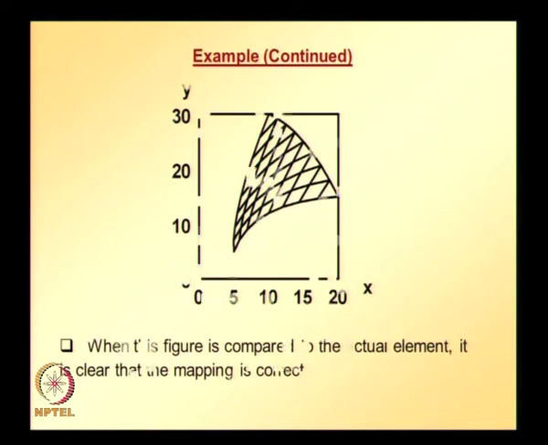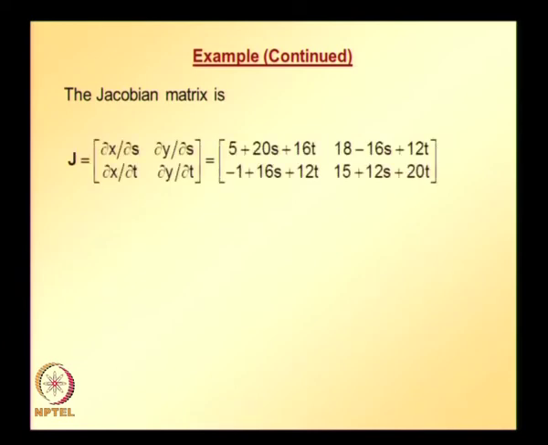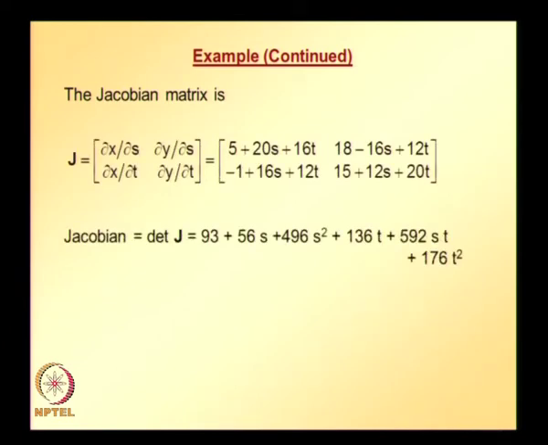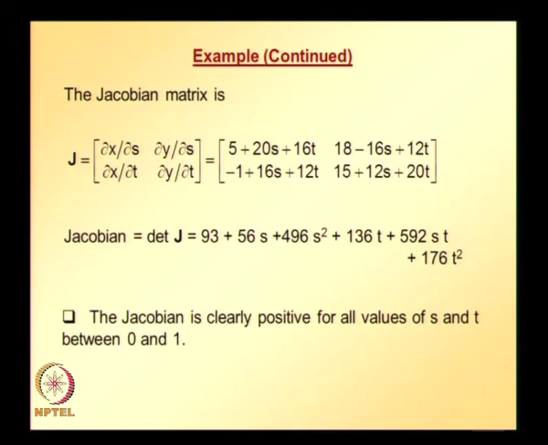Using that information, we can even find the Jacobian matrix and the determinant of Jacobian, and we can check whether this determinant of J is greater than 0 for all values of s and t between 0 and 1. It can be easily checked that this is indeed positive for all values of s and t between 0 and 1. So, the mapping is valid.